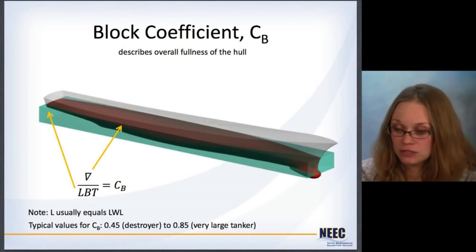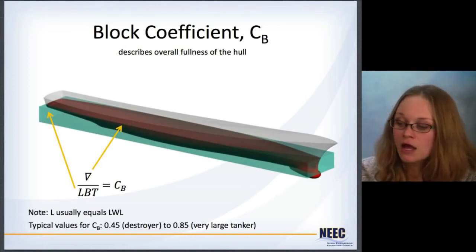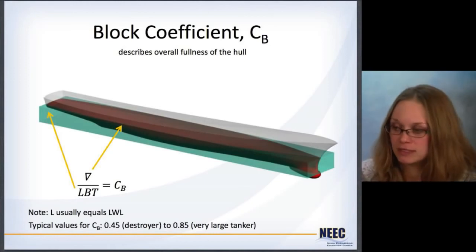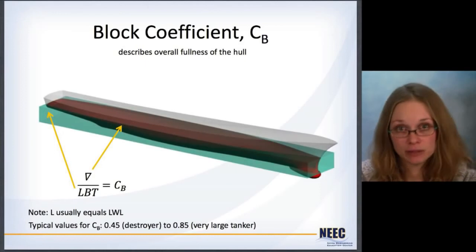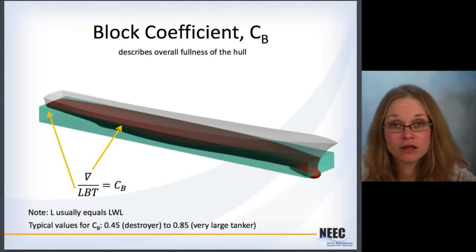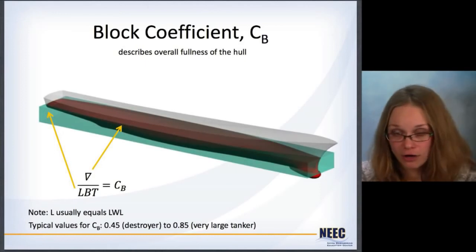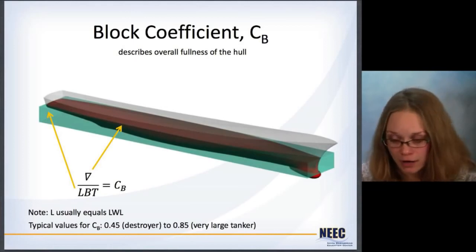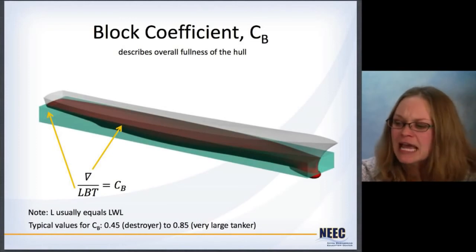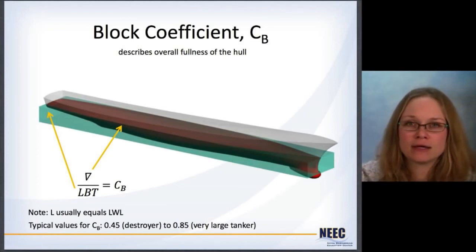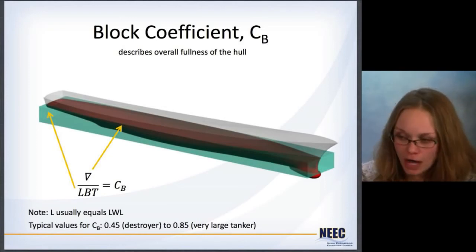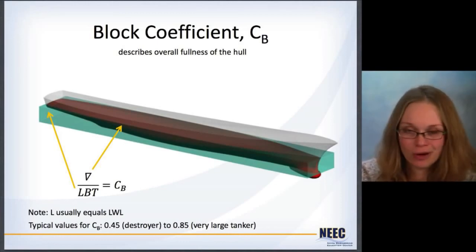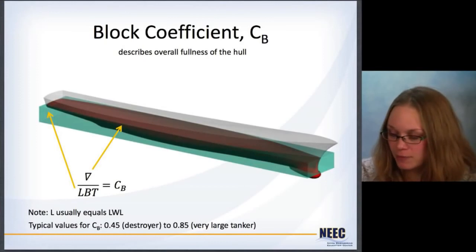Again, the length is usually the length on the water line. For a destroyer that is primarily concerned with speed and performance, it's going to have a finer hull, so it will have a lower block coefficient. But for a very large tanker, which is trying to haul a bunch of cargo, it's going to have a much fuller hull, which means that its block coefficient will be higher. So again, it is one number that can compare hulls that are very complicated and may look very different. You can boil it down to a number that you can sort of wrap your head around.